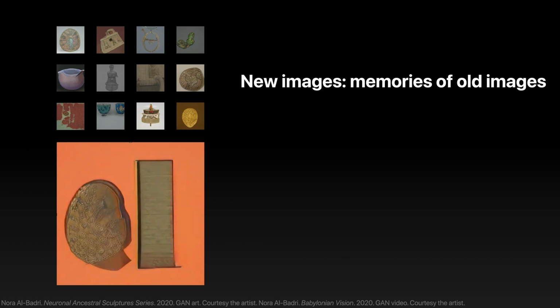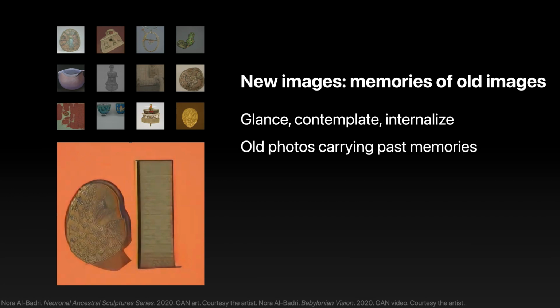The whole GAN process simulates what the artist called the perceptual process of humans on images. It's the glancing, contemplating, and internalizing. Glancing was feeding the images into the model. Contemplating is how the computer understands and finds patterns of the model through numbers. And internalizing is how the computer tries to integrate all of the patterns it finds into new and non-existent images.